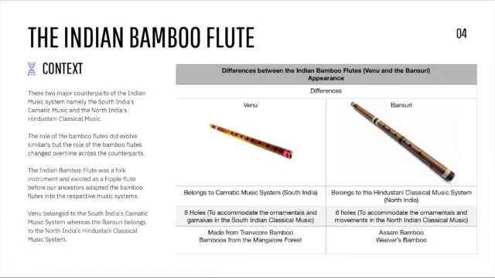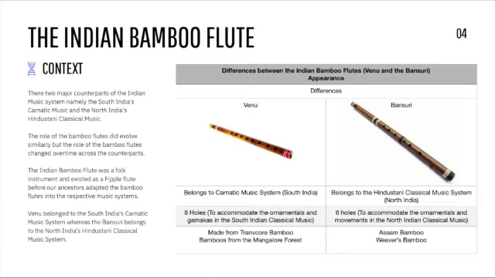A bit about the tonal quality, which is very much linked to the type of bamboo as well. The Venu is made of Trun Walker bamboo quality, as well as the bamboos from the Mangalore forest. Whereas for the Bansuri, some of the Bansuris that I have are from the Assam region, where they are called Assam bamboo, or also known as the weaver's bamboo. So these are the physical differences of the Indian bamboo flute.